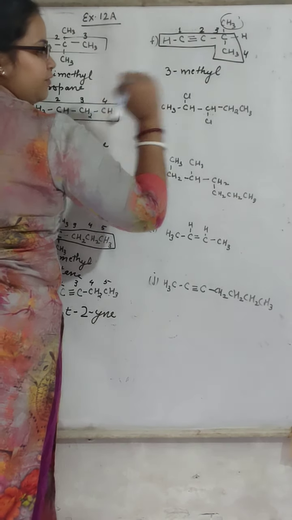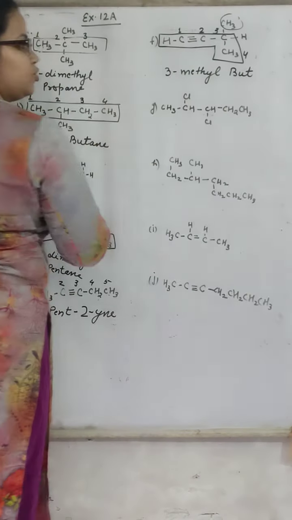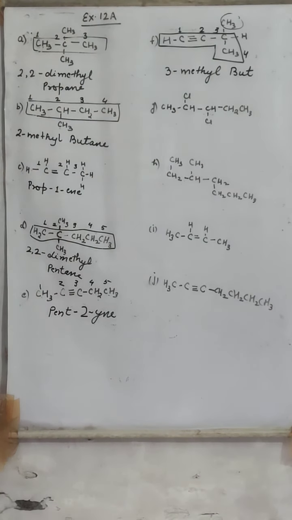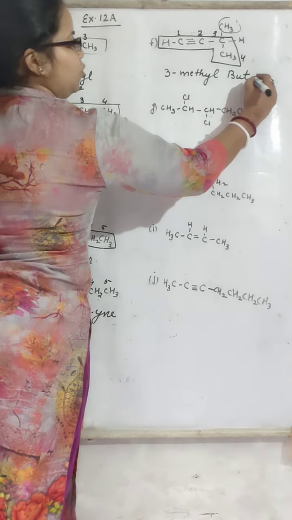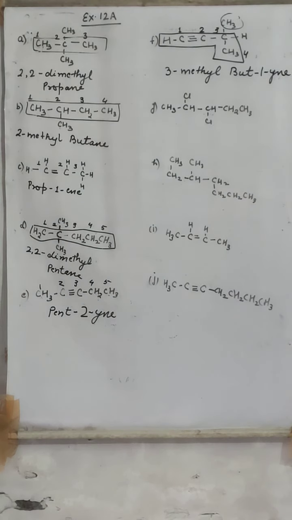How many carbons are there? 4 carbons. So for 4 carbons we use but. Now a triple bond is also present. At what position is the triple bond present? First. So but-1-yne. This will be our answer.